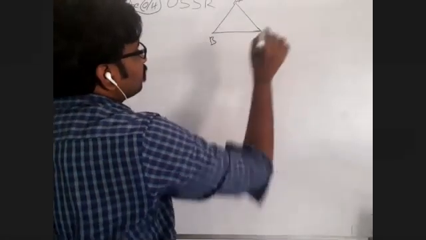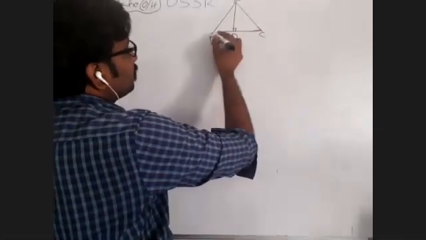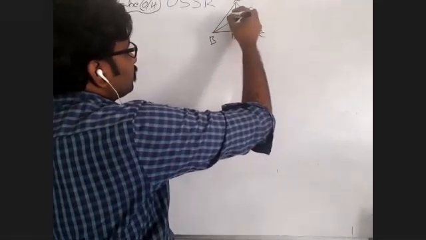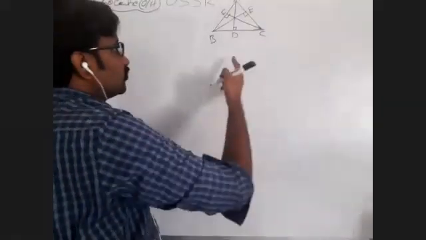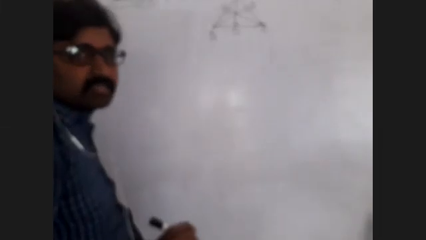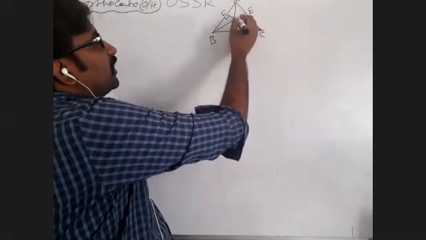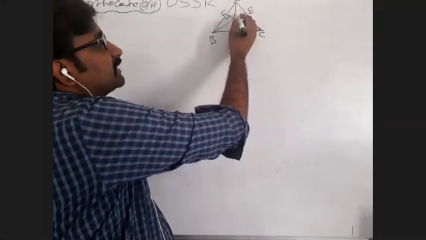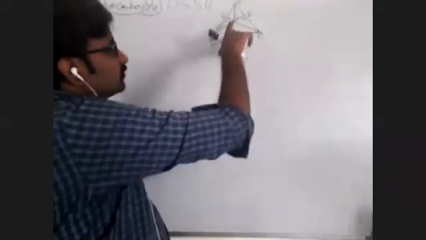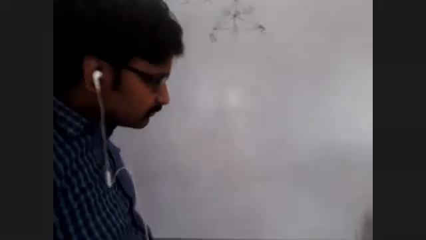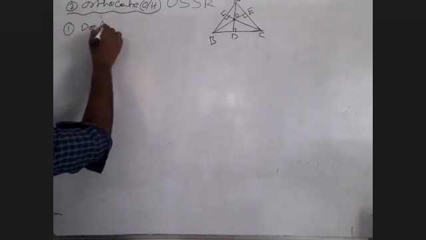the point of concurrency of altitudes. AD is an altitude, BE is an altitude, CF is one more altitude. Altitude means it should be perpendicular. The height of the triangle is called altitude. So the point of concurrency of the altitudes of the triangle is called the orthocenter, denoted by O or H. That is the definition, the first point.